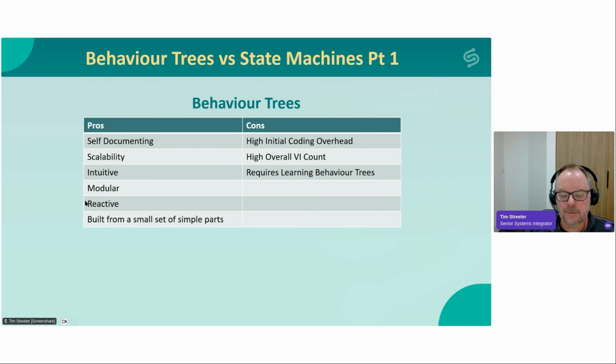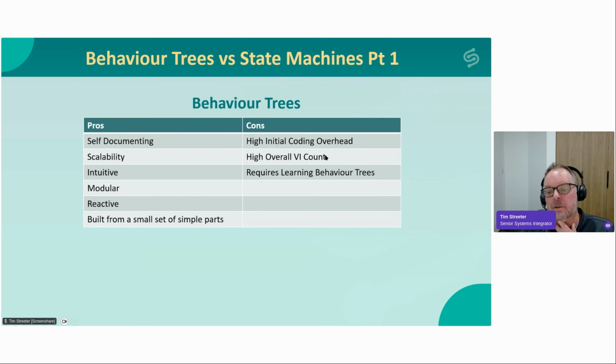Reactive. Interesting statement. It's more of the design being a reactive design. And then it's also built from a small set of simple parts. What you saw there seemed complicated, but there weren't any new bits in there, just making sub VIs out of smaller modules to create a bigger module, bigger trees, branches, I should say. But then, of course, the cons: high initial overhead, high VI count.